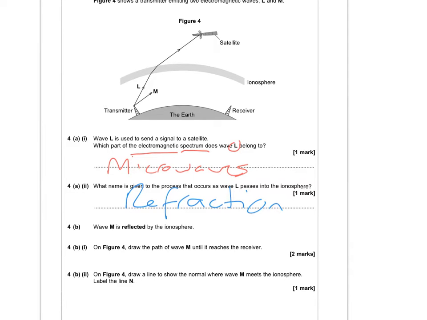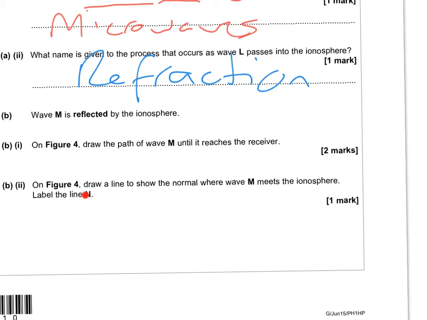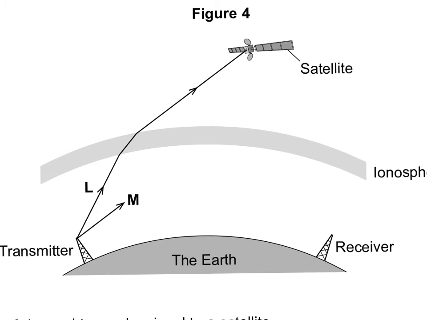And this is just an absolutely bog standard reflection diagram. And I'll draw that in a minute, but afterwards we'll have a look at this. Draw a line to show where the normal, where wave M meets the ionosphere, so we're drawing a normal as well. If you're going to draw the reflected ray, you need to get a rule for a straight line. And it says to the top of the receiver, not very straight, but make sure that it's a continuous line, so no gaps.